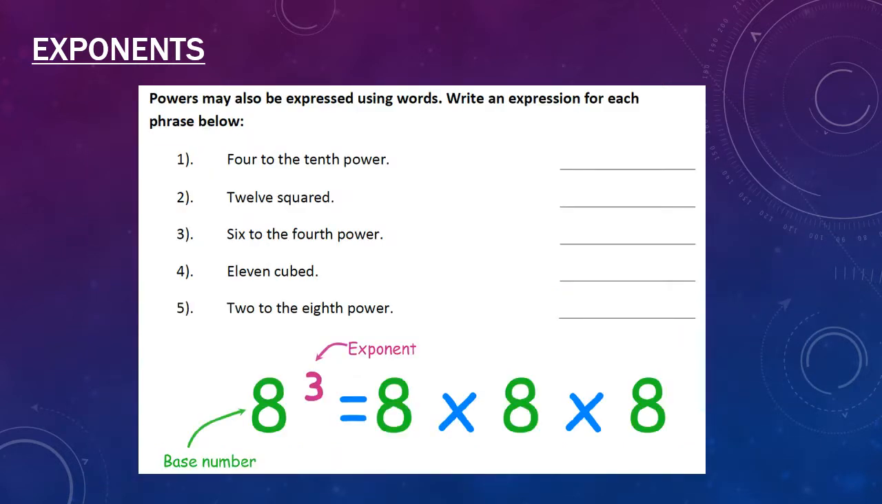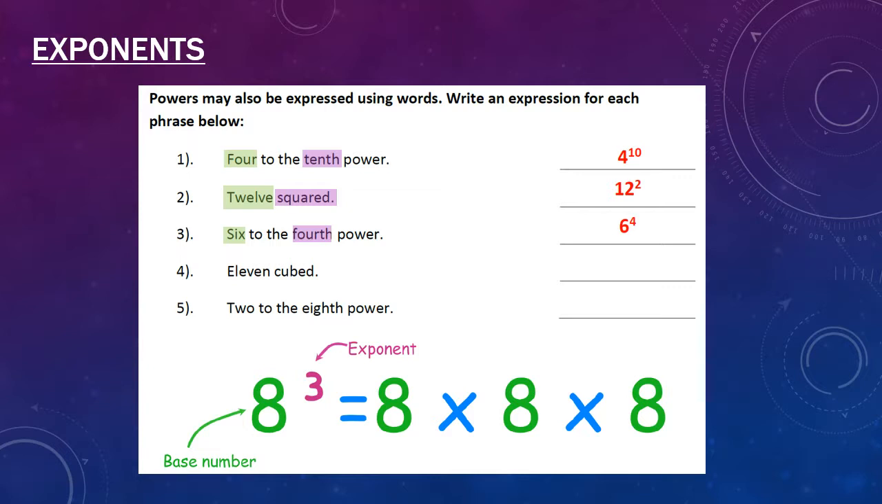All right, looking at the bottom, sometimes they're going to give you an exponent thing in words. What? So let's see if we can figure these out. 4 to the 10th power would be 4 with an exponent of 10, because 4 is going to have an exponent when it says 10th power. That little 10th power is a little tiny exponent. 12 squared, 12 is our base, squared means I have a little tiny 2. 6 to the 4th power means my base is 6, and 4th power means my exponent is 4.